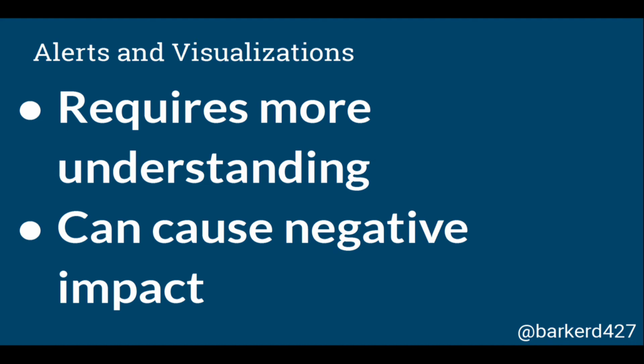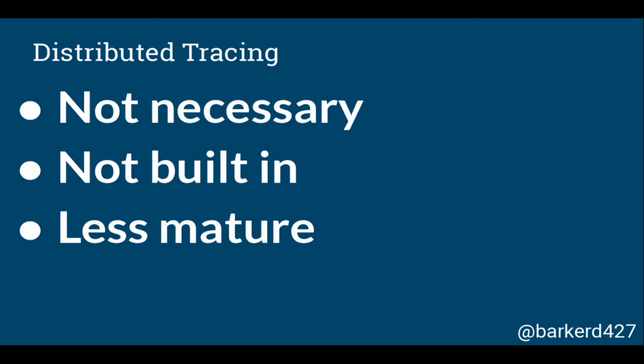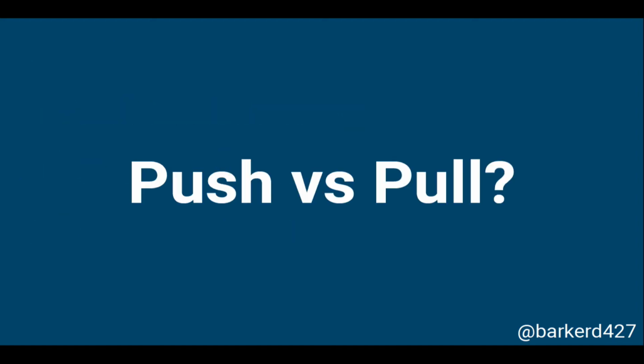For alerts and visualizations, that requires more information about the monitoring system, and it can cause negative impacts. So if you start alerting on issues that are not really things that a human can respond to, that's going to disrupt that person's life. Distributed tracing, a lot of times it's not necessary. You only need it if you actually have a distributed system. And it's usually not built in and it's less mature. So if you have a system that has a lot of disparate microservices, that's when you might want to use distributed tracing.